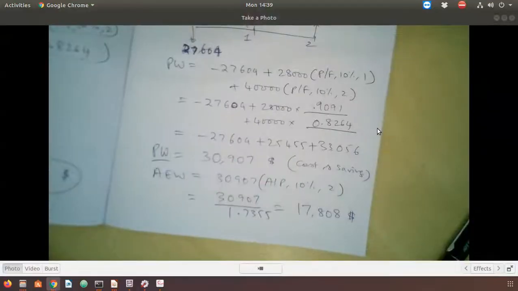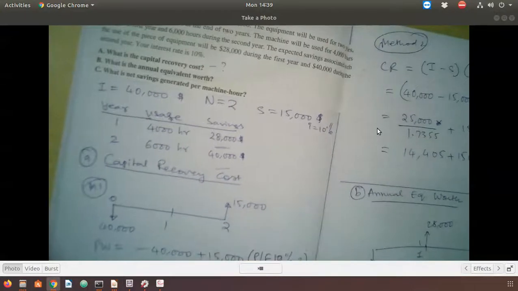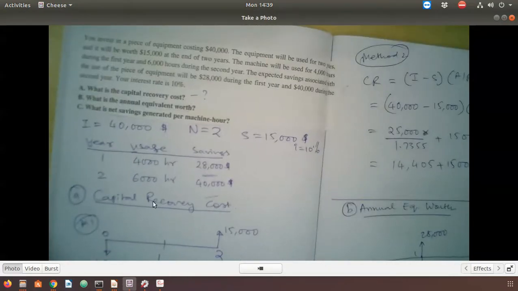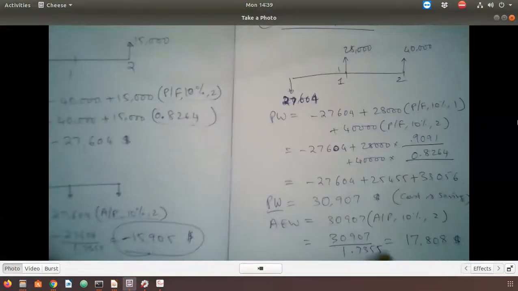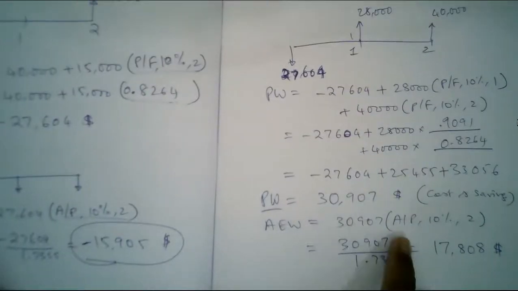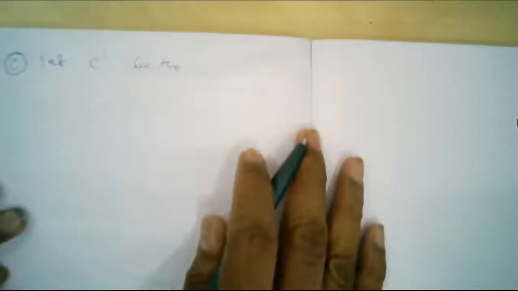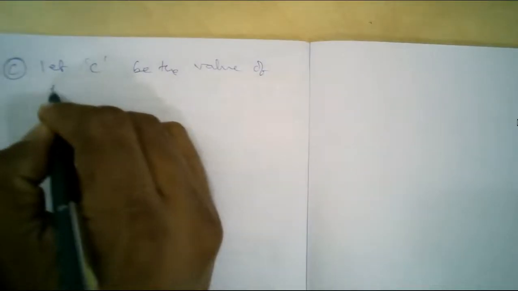So let's continue to part C of this problem. What is part C? Net savings generated per machine hour. That is what we have to find out. I already have the annual equivalent worth, and I have the present worth also. So now let's say C is the value of one machine hour.